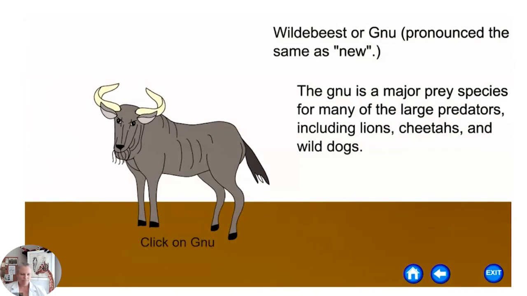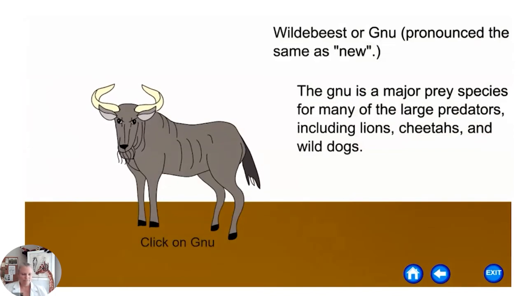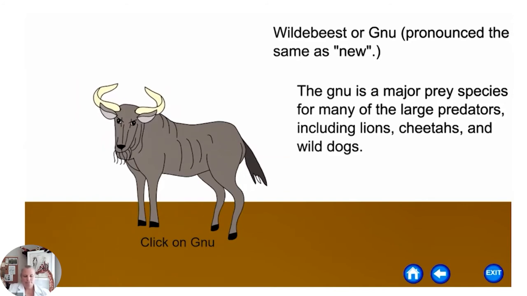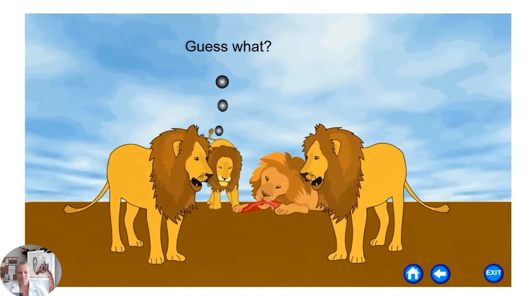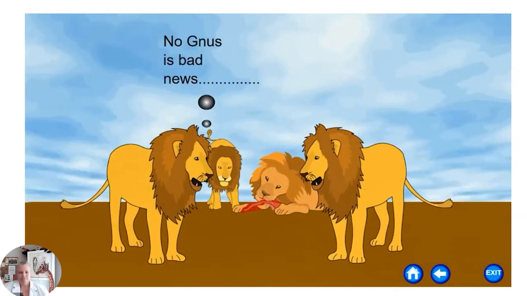Wildebeest, or gnu. The gnu is a major prey species for many of the large predators, including lions, cheetahs, and wild dogs. Guess what? What? No news is bad news. Did you get that? So if there aren't any gnus to eat, then the lions are going to be very hungry.